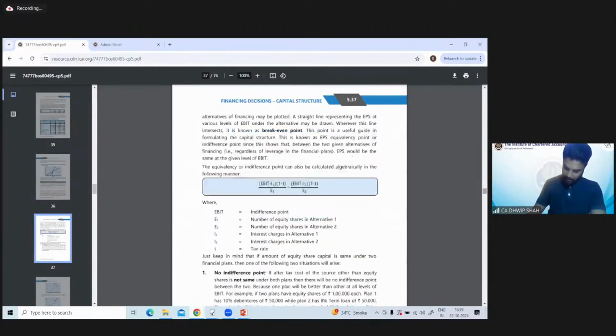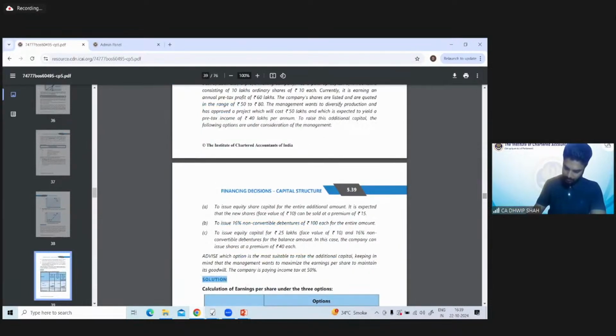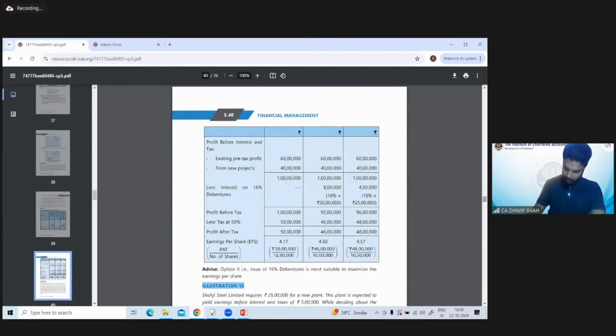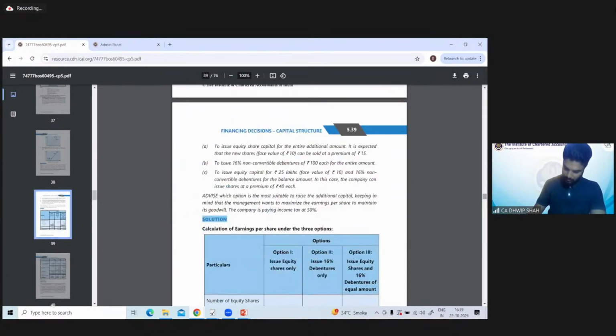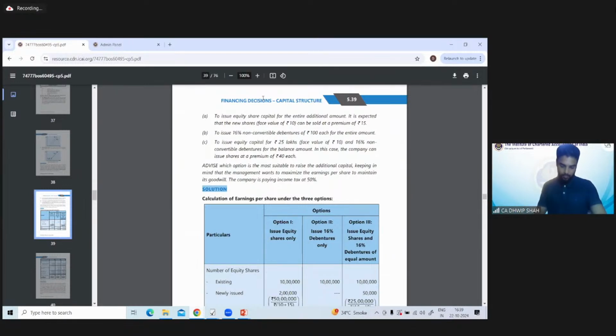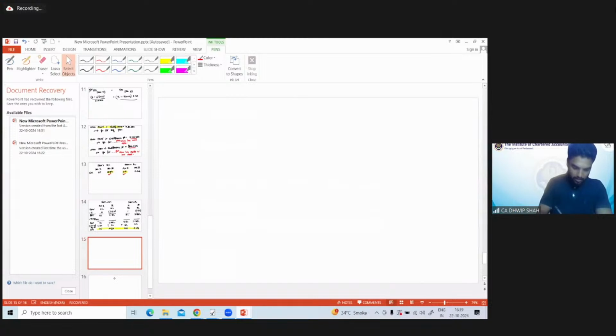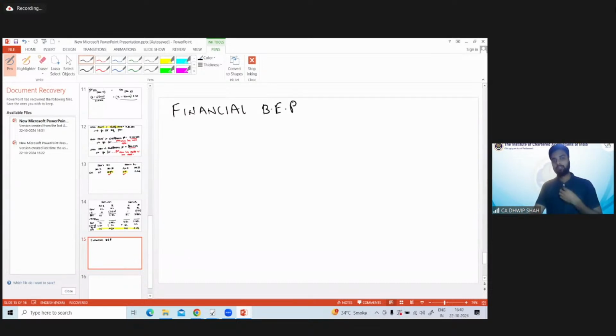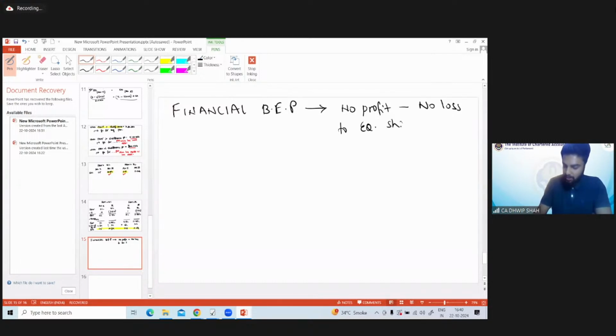This is the financial break-even point. There are more questions on financial break-even point. As I explained earlier, financial break-even point is that point where there is no profit or no loss to equity shareholders. It is a point of no profit, no loss, but to whom? To equity shareholders.